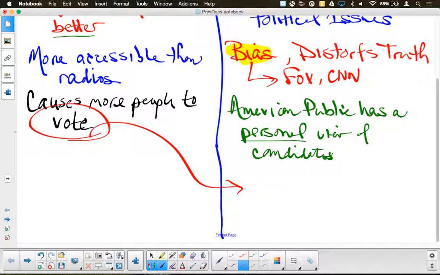At the same time, is it a misinformed delegate? Would you rather have a person who's misinformed voting or not have a person vote at all? That's a whole other can of worms, that debate, that would be an issue.